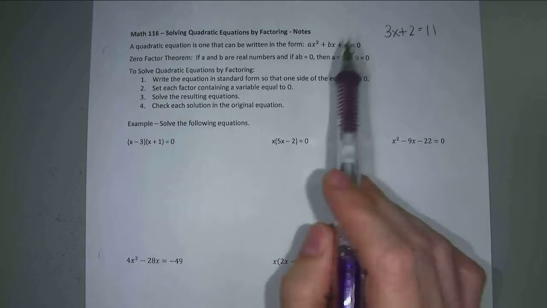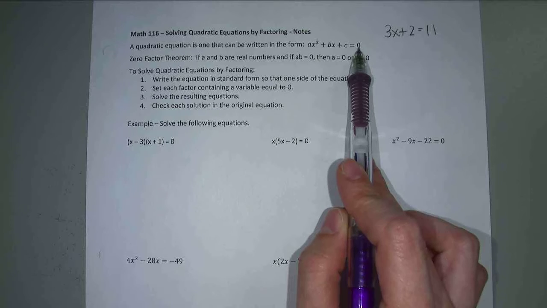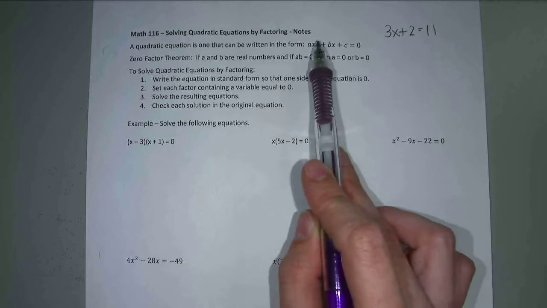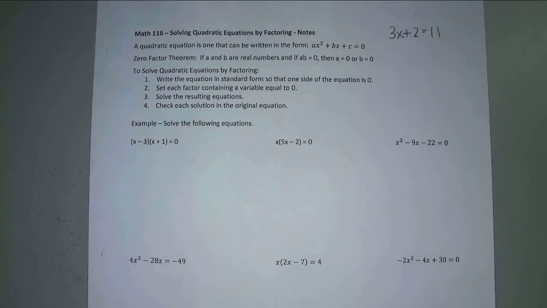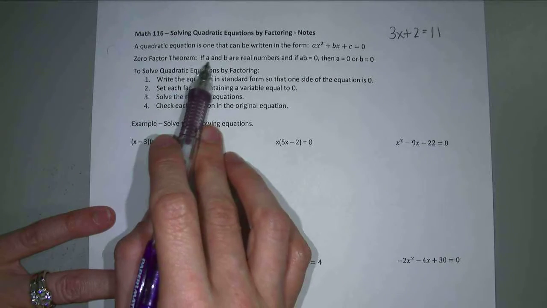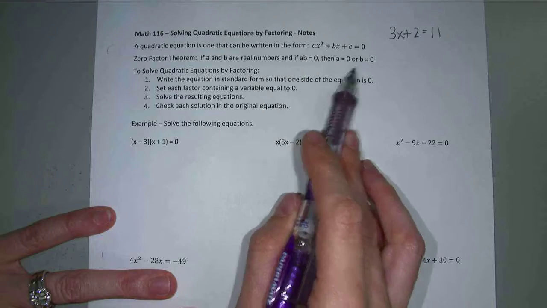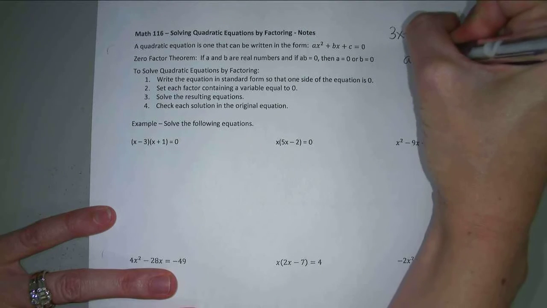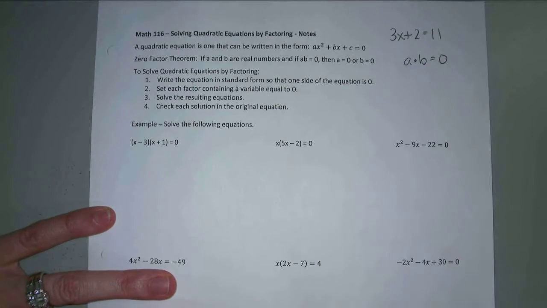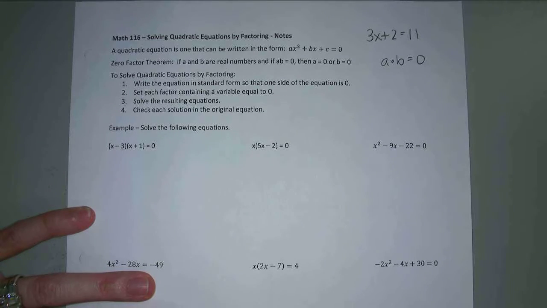If you can get this in standard form, which means everything to the left in this order and just 0 on the right, then if we can factor it, we can solve. Why? Because of the zero factor theorem. This is a theorem that says if A and B are real numbers, if A times B equals 0, then A or B equals 0. So basically they're saying if you have two things that multiply to be 0, one or the other has to be 0, right? 0 knocks everything out.